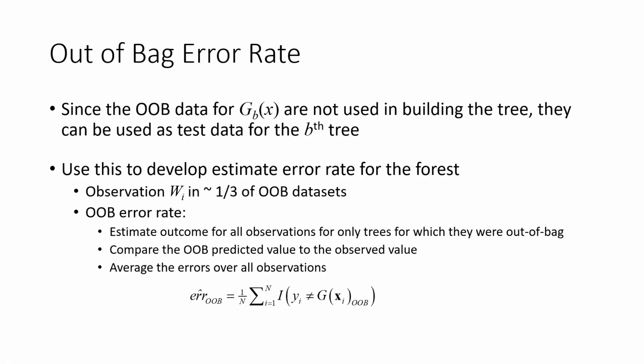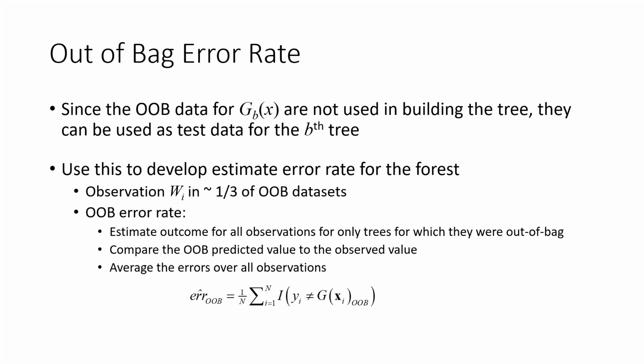So I said the out-of-bag data was important. There's a couple things that we can do with it. Like I said, that out-of-bag data for the Bth tree, so tree Gb, was not used in building the tree. So we can think about that as being test data for the Bth tree, which means that we can calculate an error rate using that data and treat it as if it were test data. So it's a way to do validation of that tree and how well it predicts on data that wasn't used to construct it.